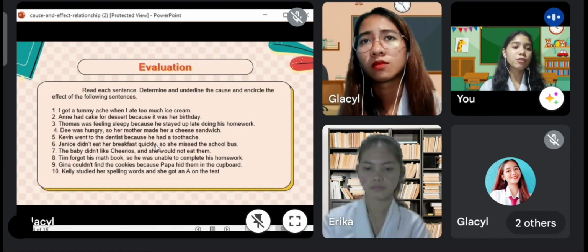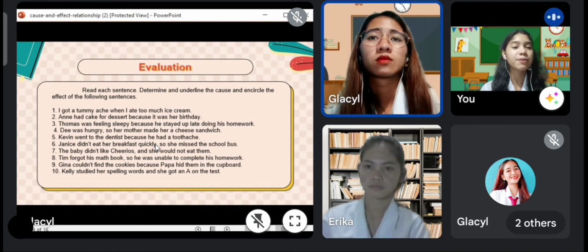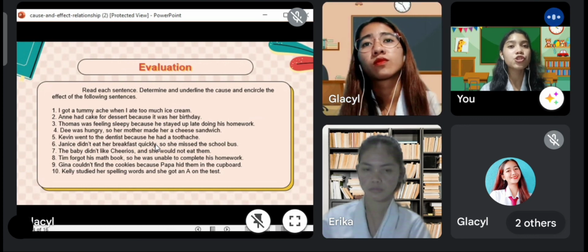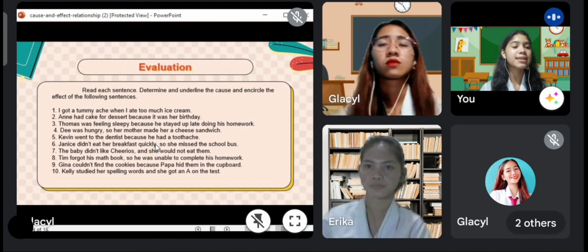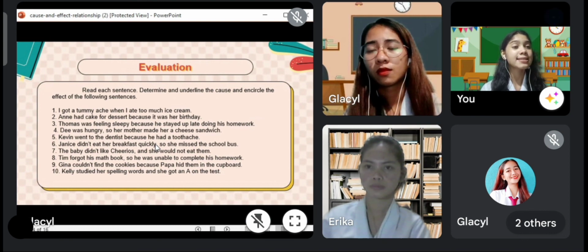For our evaluation, I would like you again to take the screenshot of this activity. So write it on a piece of paper. In this activity, what you are going to do is to read each sentence, determine and underline the cause, and encircle the effect of the following sentence. Again, after answering, please take a screenshot or photo of your answer and send it via messenger.